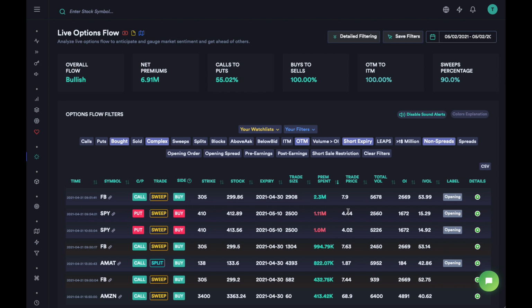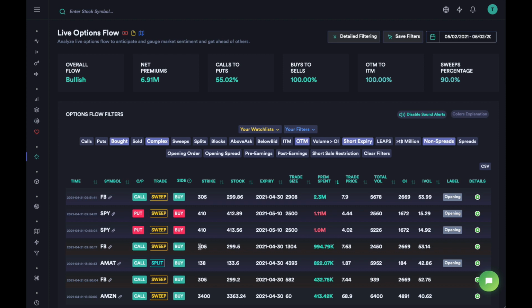So let's start going through some of these orders to see how they worked out in the next about 9 days. So April 21, the last trading day was April 30th. So let's see how some of these large buys panned out in the next few days. So we have Facebook first, where the stock was at 299 and someone spent $2.3 million buying a call contract with a strike of 305.